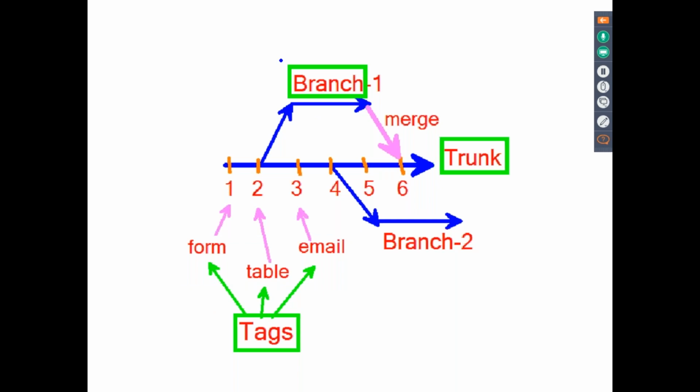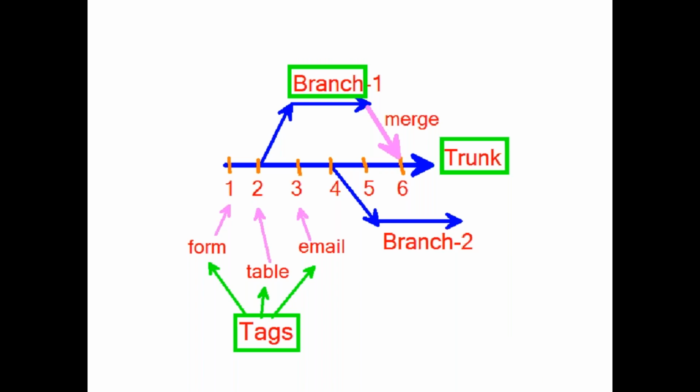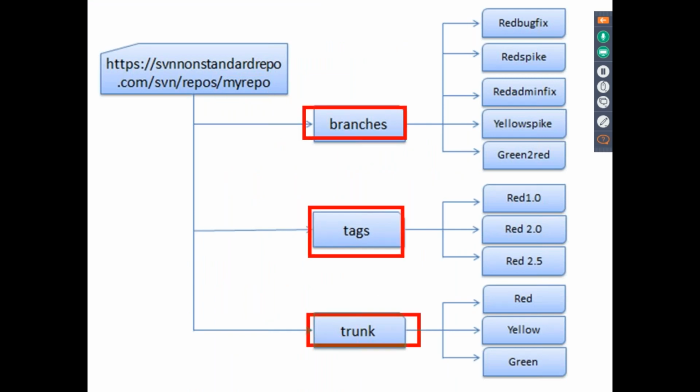Next, branches. A branch is a parallel line of development. If you want to develop some new code or changes, you can do it in a branch, and that code can be merged to trunk. So we have trunk, tags, and branches. If you go to any SVN repository, these are the common things. See, this is my SVN repository, with branches, tags, and trunk.